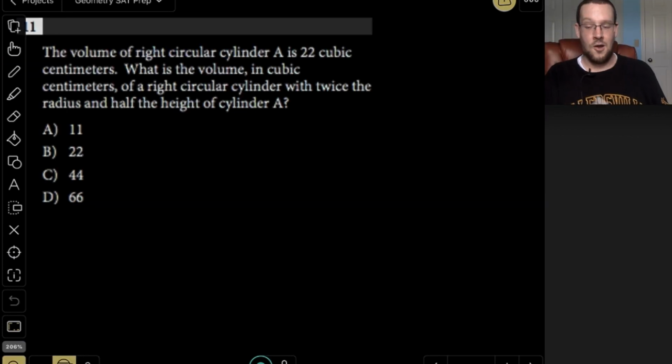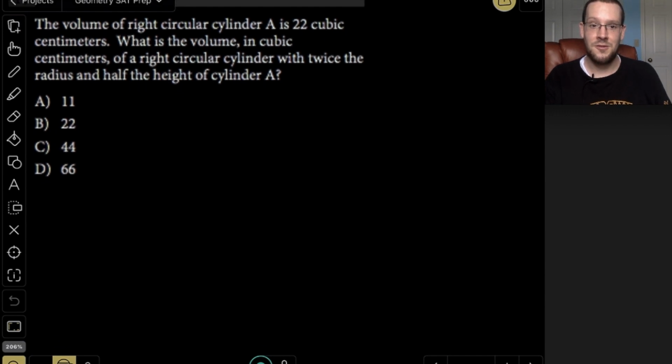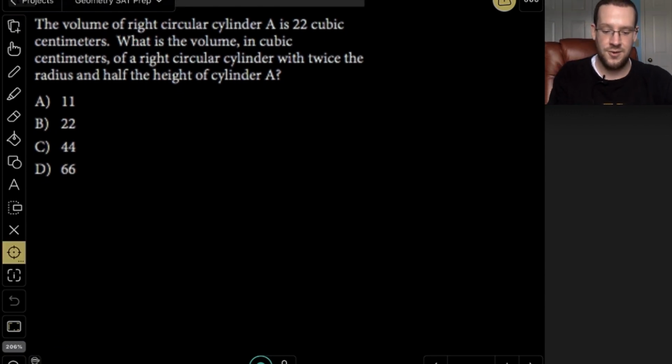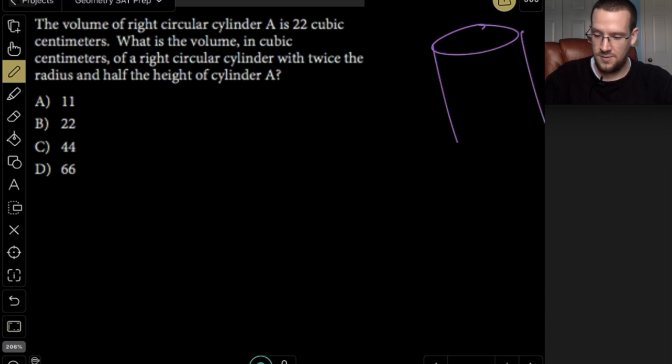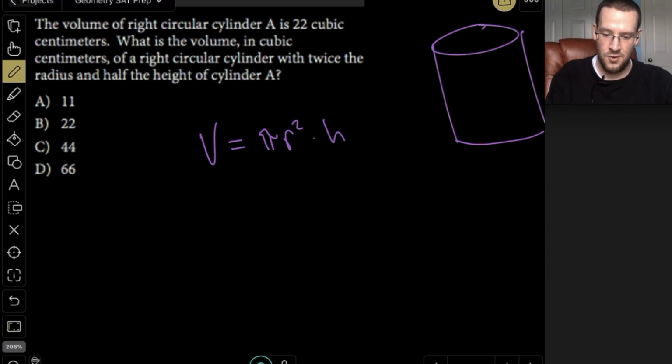All right, we're out here with another jackpot problem. Circular cylinder. So I got this big guy over here. The volume is 22 cubic centimeters. So we know that the volume of a cylinder is going to be the area of the base, which is pi r squared, times the height. So this number, the volume, is going to be 22. So I'm just taking that and dumping that in there.